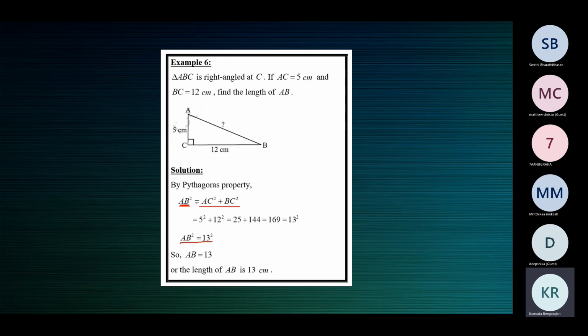See here, AB square is equal to AC square plus BC square. AC square is 5 square. BC square is 12 square. So 25 plus 144, 169.